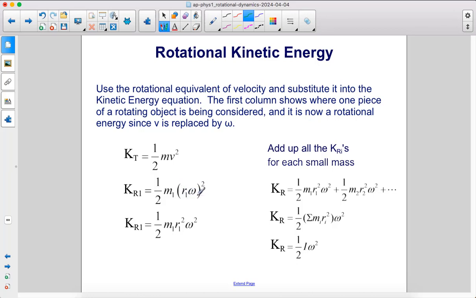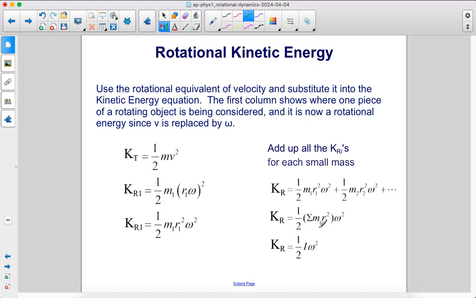Why is there no subscript? Because all of the pieces of a rotating rigid body have the same rotational velocity. So we don't need the subscript. Then we're going to square this and we get this expression. Next, we add up all the kinetic energy of all of the little pieces. So we have 1/2 m1 r1 squared omega squared for the first piece, 1/2 m2 r2 squared omega squared for the second piece, etc. We can actually factor out that omega squared since it doesn't have a subscript. It's the same for each term in this equation.